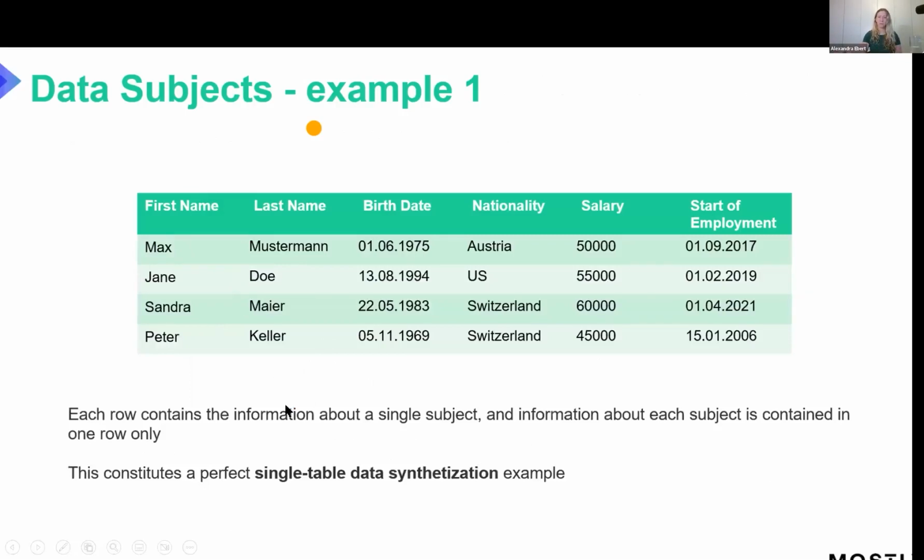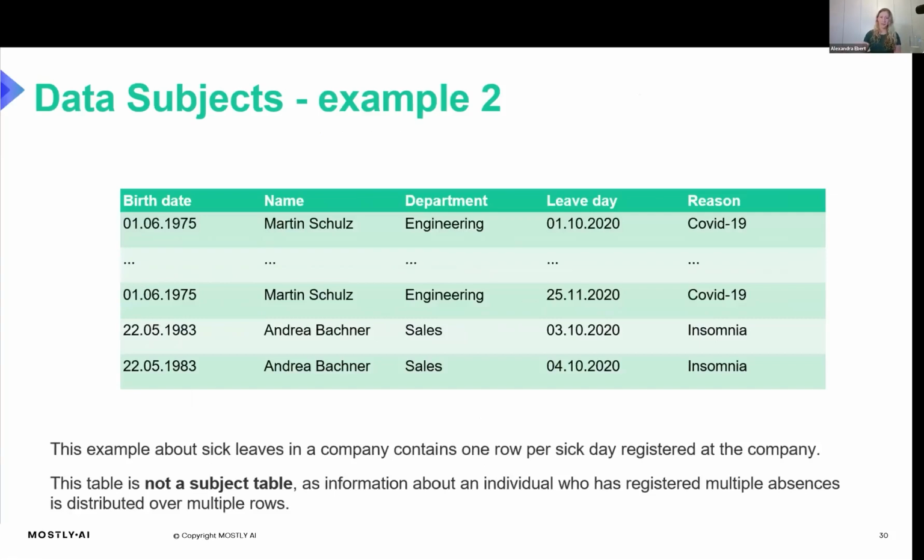The content of one row does not affect the content of other rows. To give an illustration, this is a picture-perfect subject table. You have 4 different real-world individuals. I'm sure Max Mustermann exists somewhere. That's the German saying for John Doe, so it's a generic name. But anyway, 4 different subjects, with their distinct personal information, all in one table.